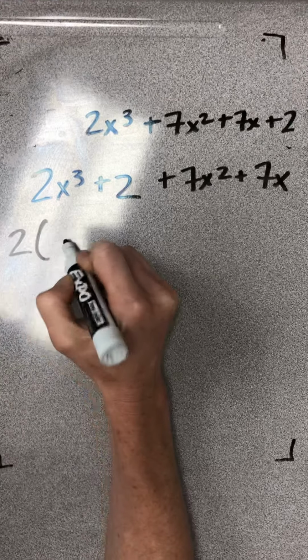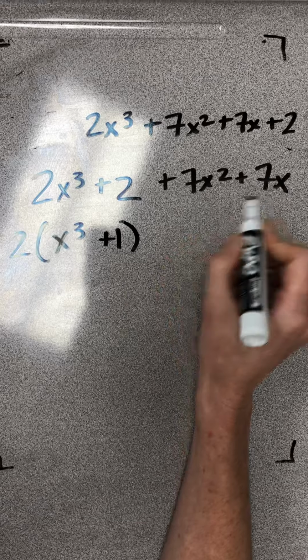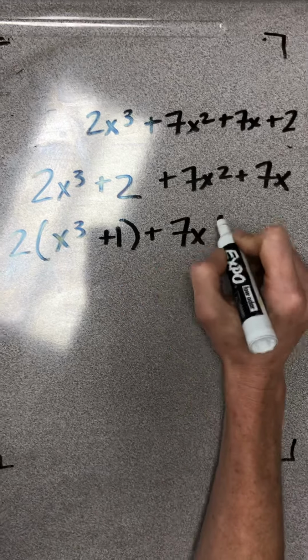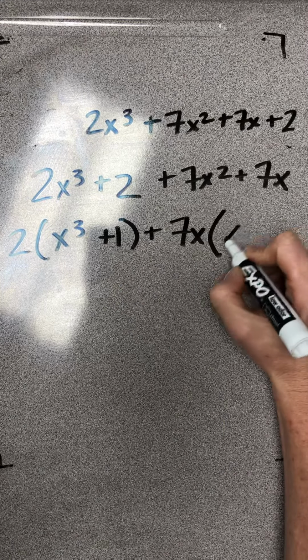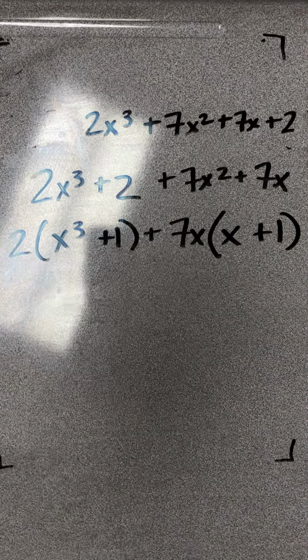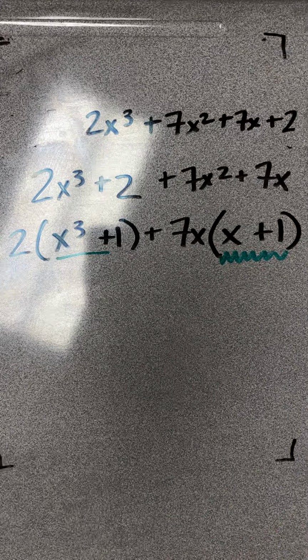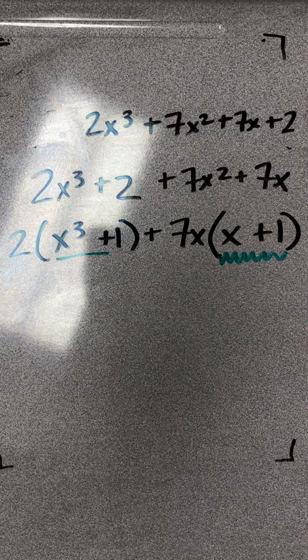Take out a 2. X cubed plus 1. Here I could factor out a 7x. And I get x plus 1. These are still not the same. So I cannot factor this by grouping. I'm at a dead end.